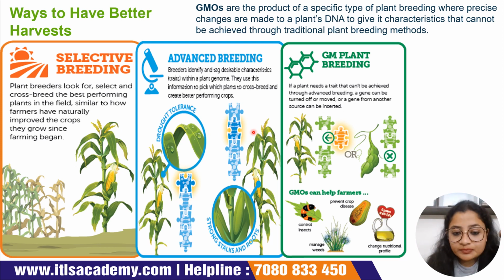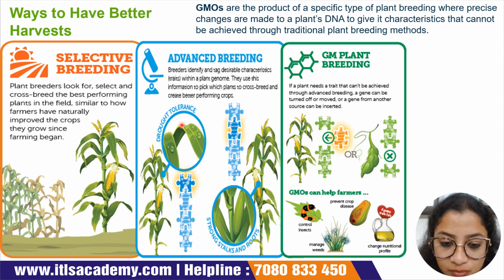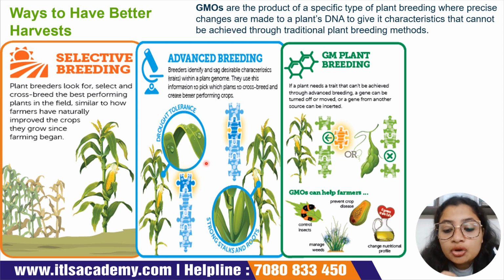Then we have advanced breeding. What is that? The breeders identify and tag the desirable characteristics within a plant genome. Then they use this information to pick which plants to crossbreed and create better performing crops. It means you are localizing, you are focusing on what trait you need.